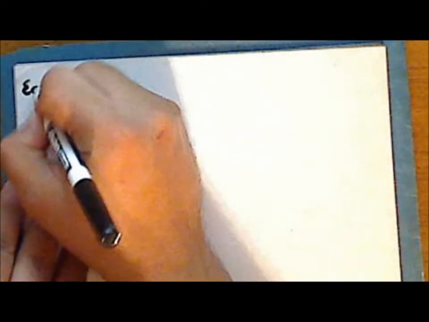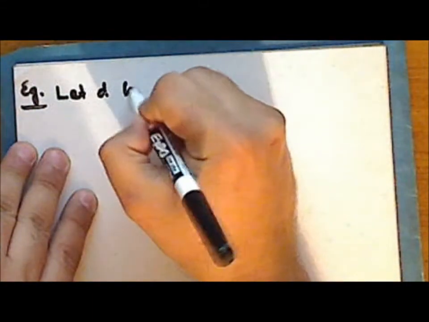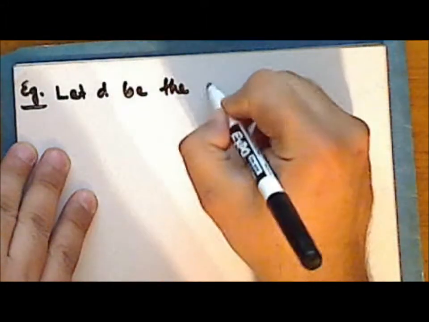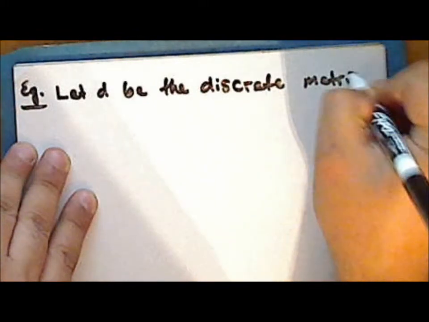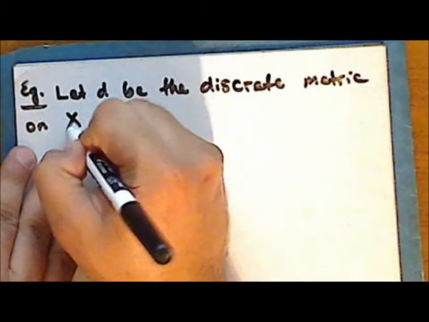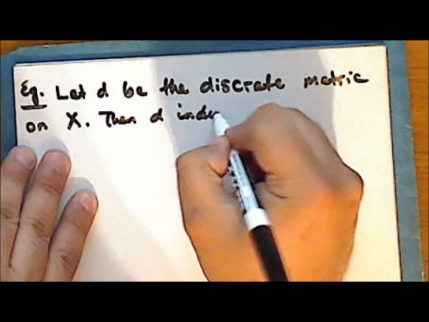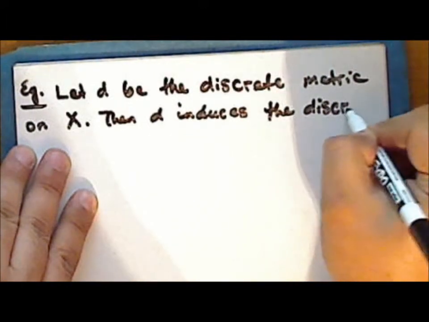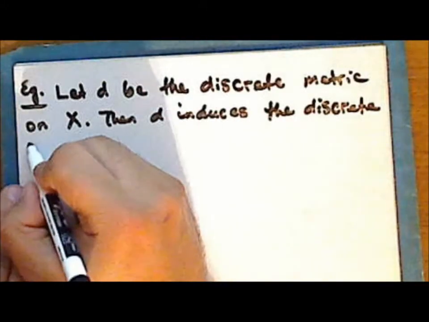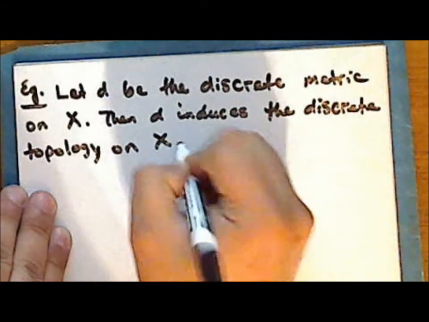So next we will show that the discrete metric induces the discrete topology. Let D be the discrete metric on the set X. Then D induces the discrete topology on the set X.